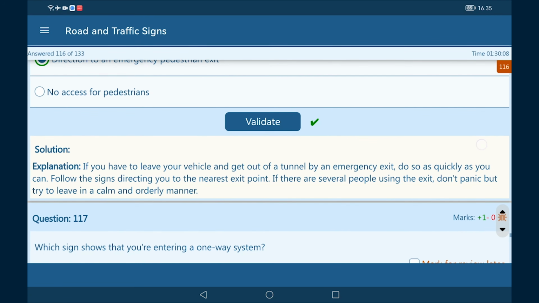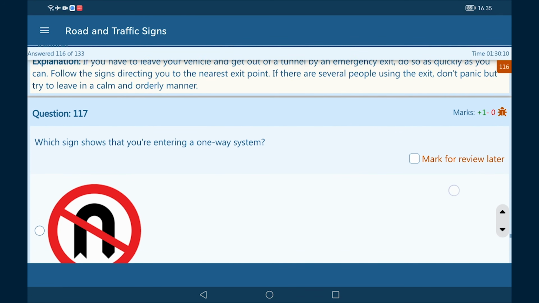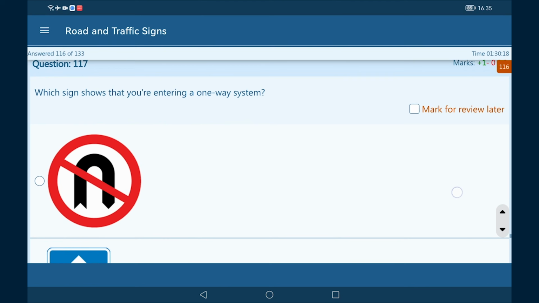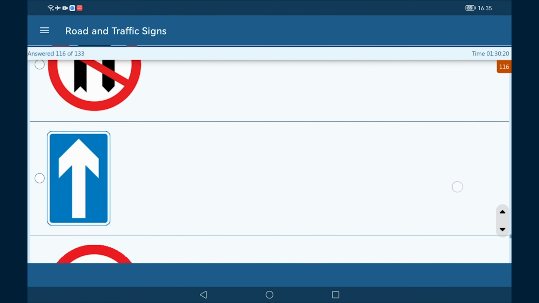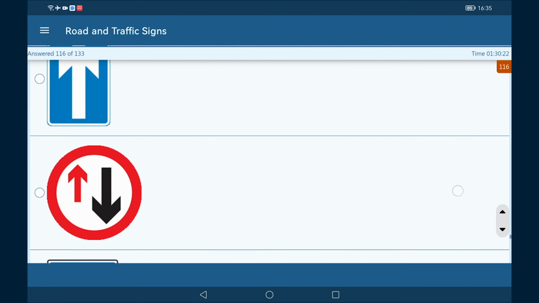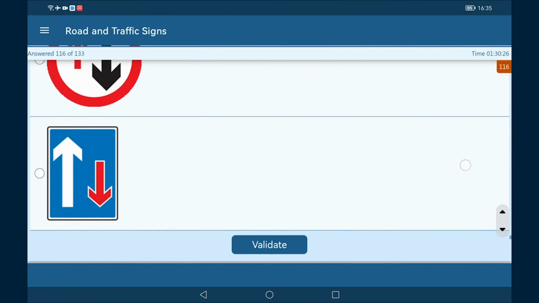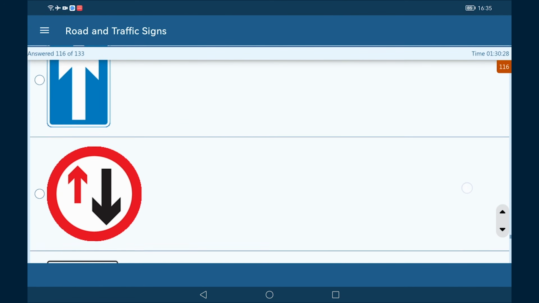Question 117. Which sign shows that you're entering a one-way system? Option 1. Image. Option 2. Image. Option 3. Image. Option 4. Image. The correct answer is Option 2.